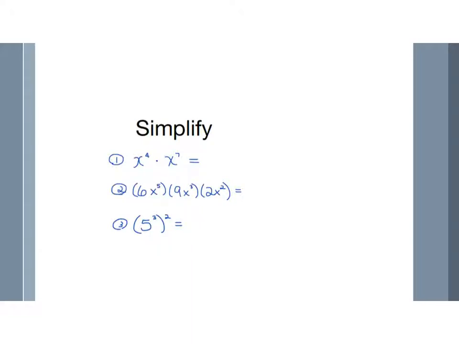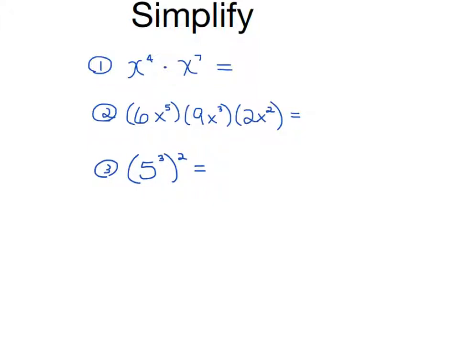So when it says to simplify, we're going to go ahead and simplify. We're actually going to, on some of these, we'll evaluate. We're just going to leave them in exponential form. So for the first one, notice we are multiplying two variables that are the same. So we have the same base. So all we're going to do is take those exponents and add them. So 4 plus 7, and I get x to the 11th power.